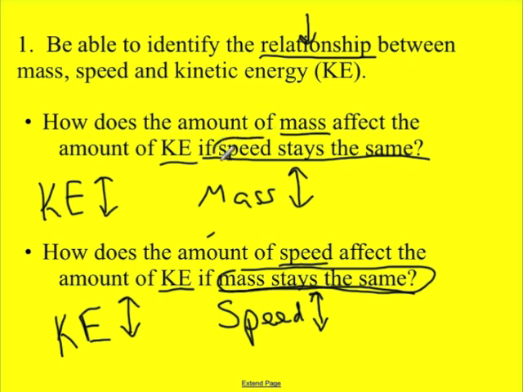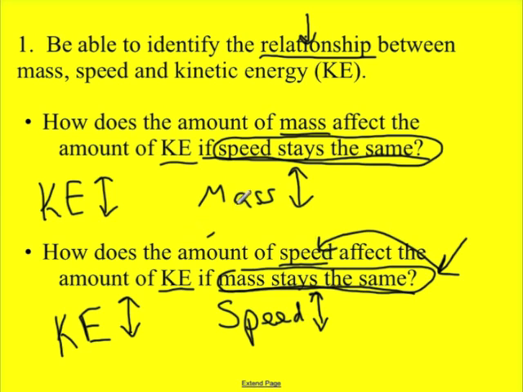So on a test, we're going to assume both of these stay the same. And for example, on a test, if I ask you that question, identify the relationship between mass, speed, and kinetic energy, you would probably answer it: kinetic energy goes up if the mass goes up, but what happens to the speed? Speed must stay the same. So you'd have to answer that on a test.